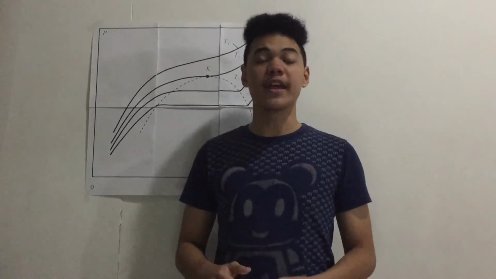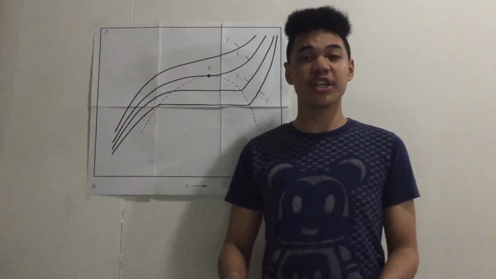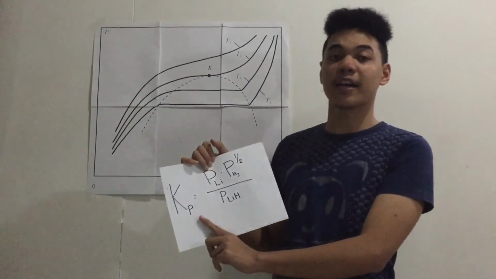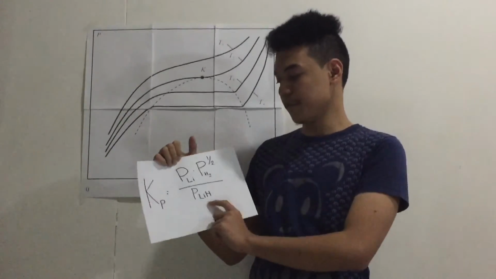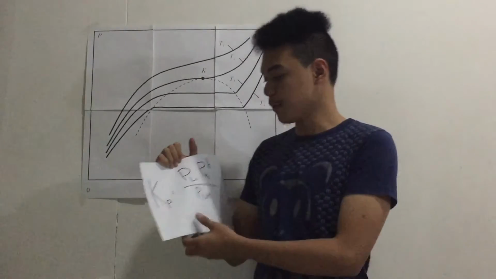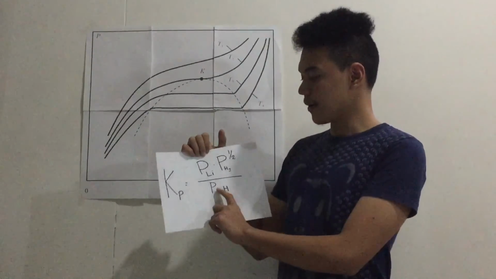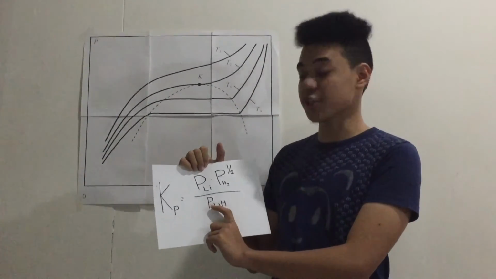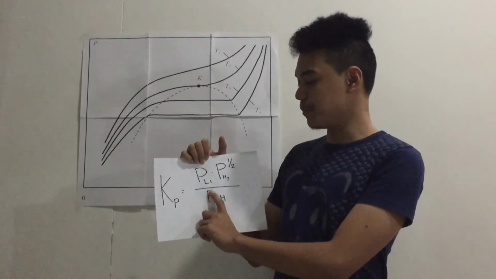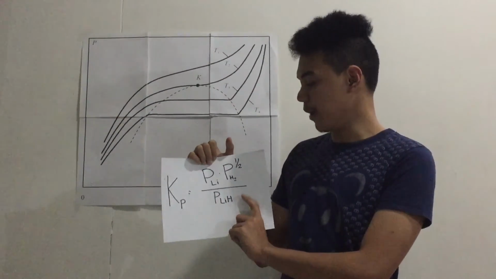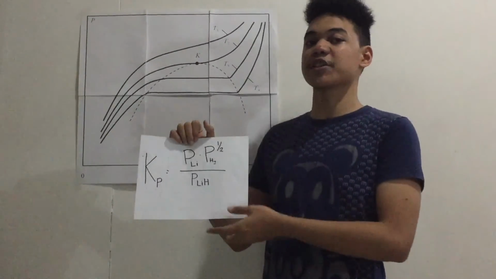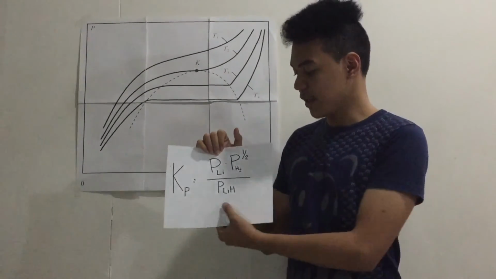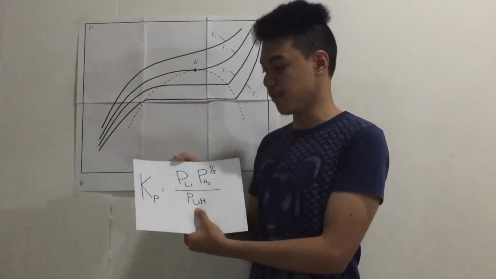Since we are dealing with equilibrium and also dissociation, what we need is the equilibrium constant of the dissociation of lithium hydride. From our equation for the dissociation of lithium hydride, P_Li is the pressure of lithium, times the pressure of the H2 raised to 1/2, since the coefficient of hydrogen gas is 1/2, divided by the pressure of lithium hydride.